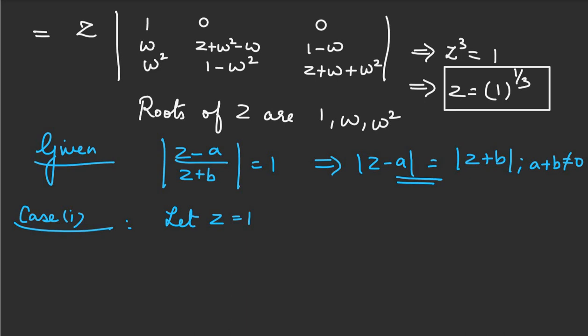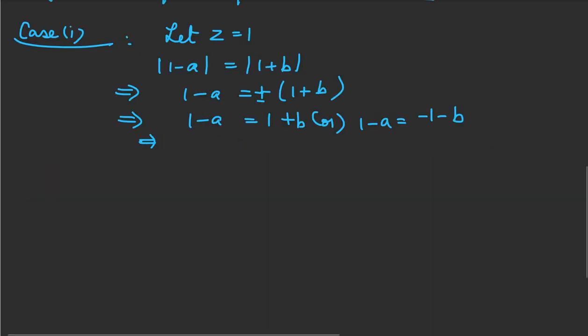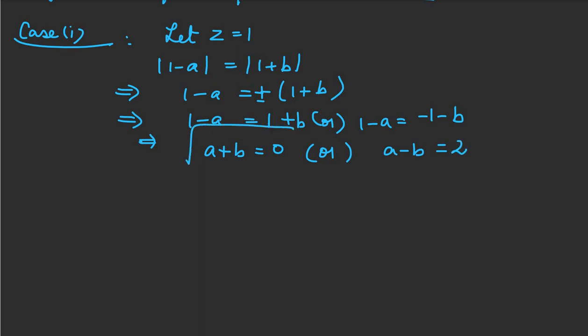This becomes modulus of 1 minus a is equal to modulus of 1 plus b, which implies 1 minus a is equal to plus or minus 1 plus b. Taking the plus sign, 1 minus a is equal to 1 plus b, which implies a plus b is equal to 0, or I get here a minus b is equal to 2. A plus b we know is not equal to 0 according to our question, and therefore we take the condition that a minus b is equal to 2.